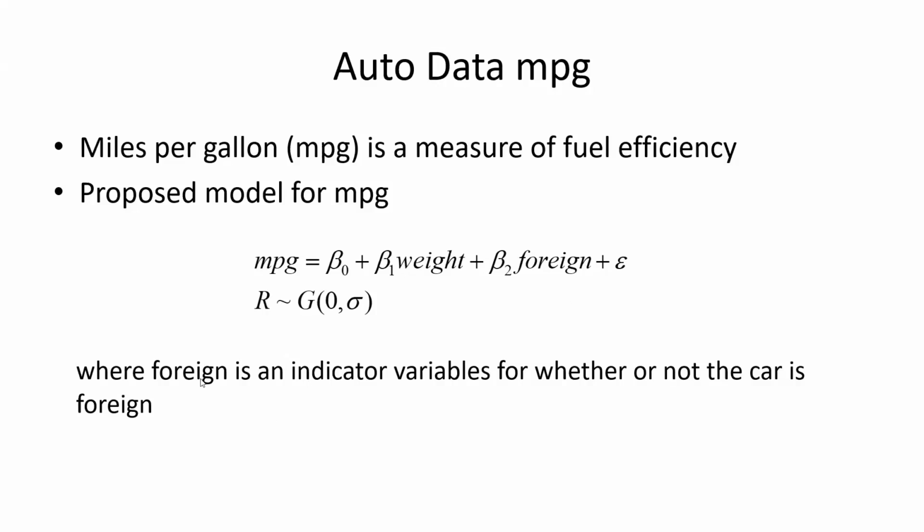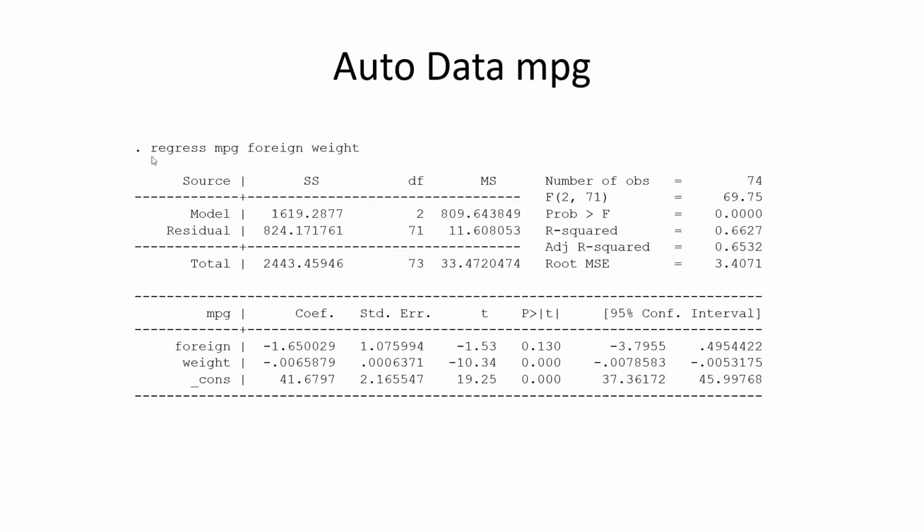So much for the data. Now we run a regression, MPG on foreign and weight, and weight is significant. Which way? As we increase weight, the average MPG decreases. That makes a lot of sense. Does whether or not the car is foreign matter? No. Okay, so now we know.